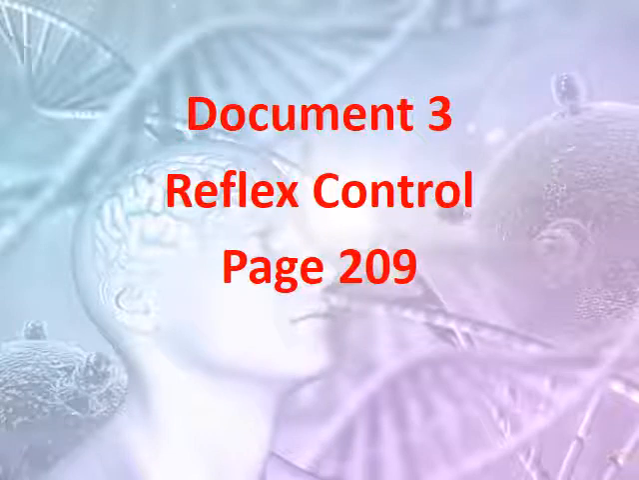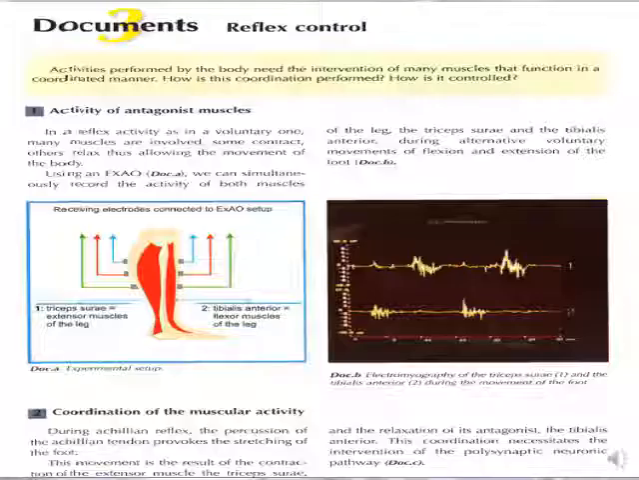Now let's start with document 3, the reflex control, on page 209. Reflex control. Activities performed by the body need the intervention of many muscles that function in a coordinated manner. How is this coordination performed? How is it controlled? Activity of the antagonist muscle. Antagonist muscles are muscles that work opposite to each other. When a muscle contracts, the other one relaxes.